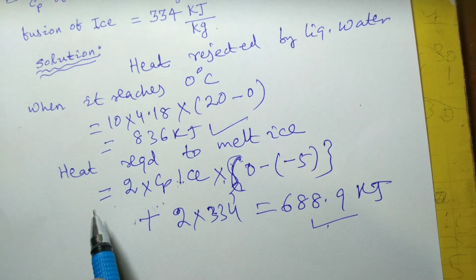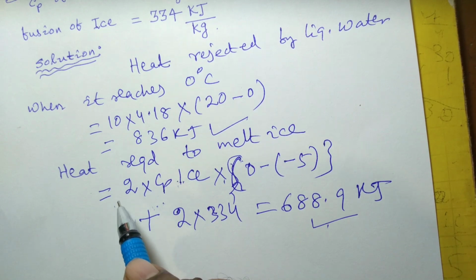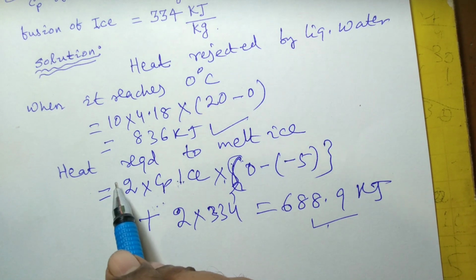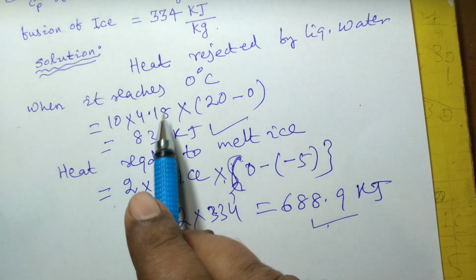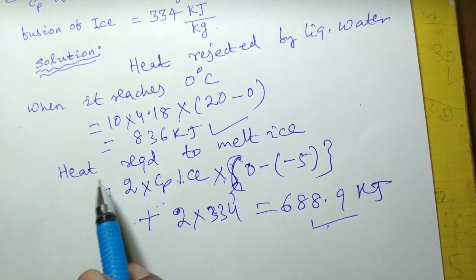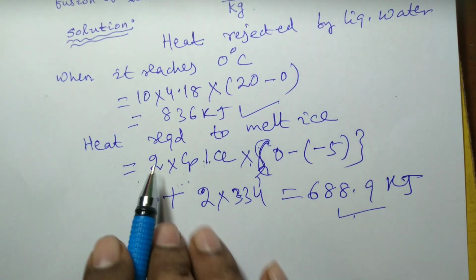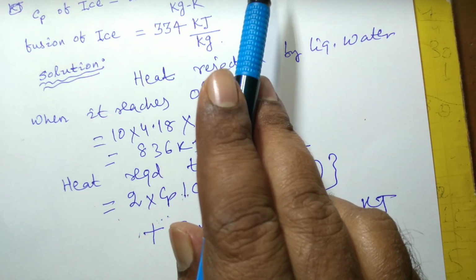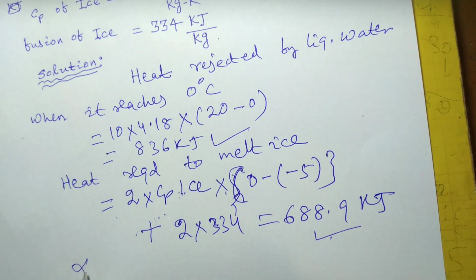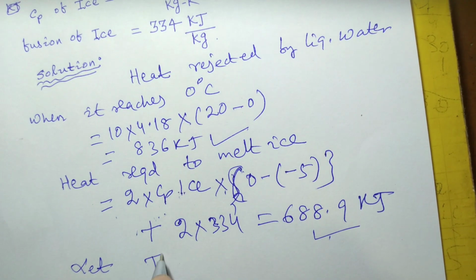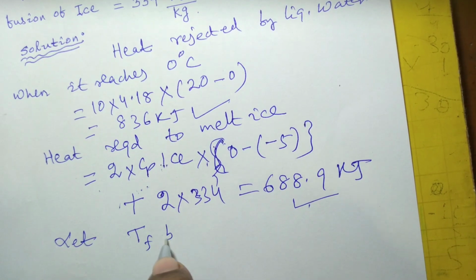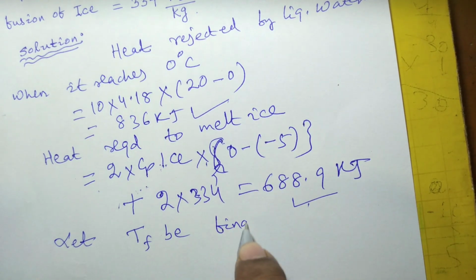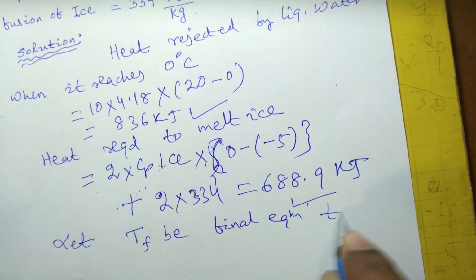Since this amount of heat is greater than this, obviously the ice will finally attain the liquid state, and its final temperature will be higher than the saturation temperature, greater than 273 Kelvin. The liquid water will also reach that temperature. So what will be that temperature? Let TF be the final equilibrium temperature in Kelvin.